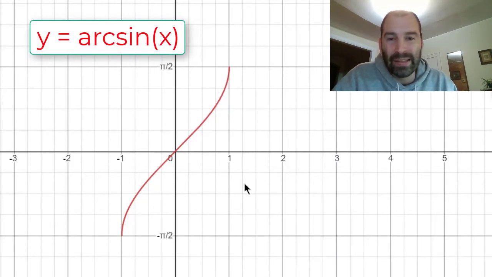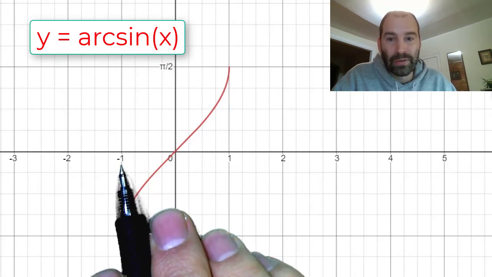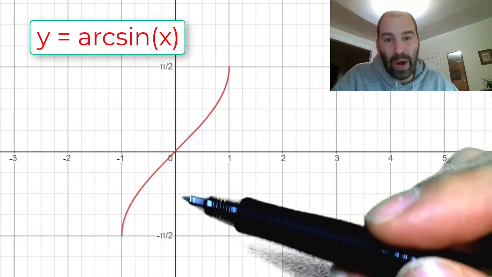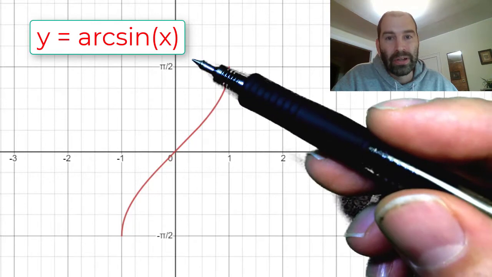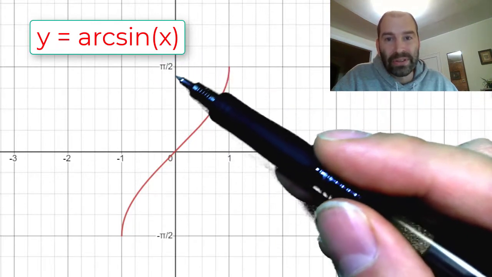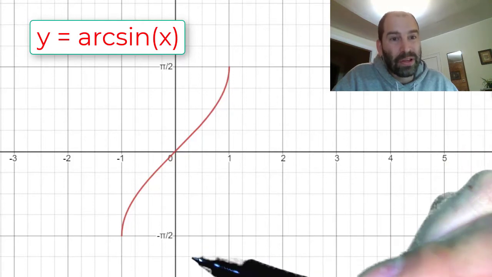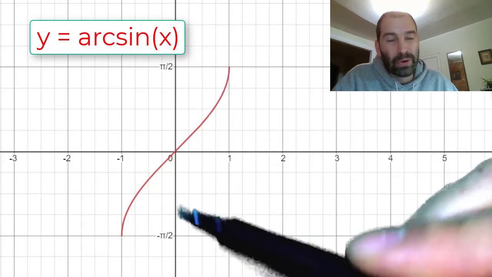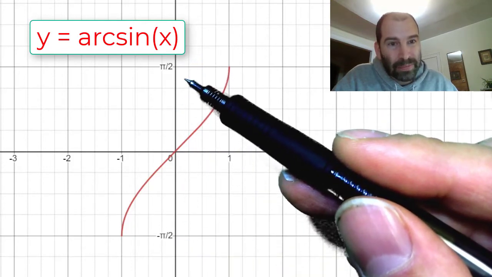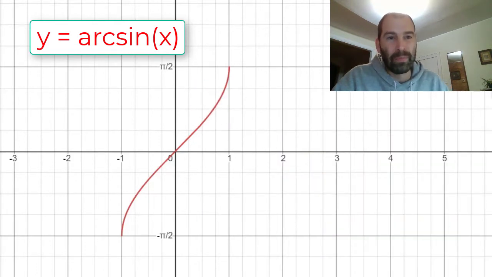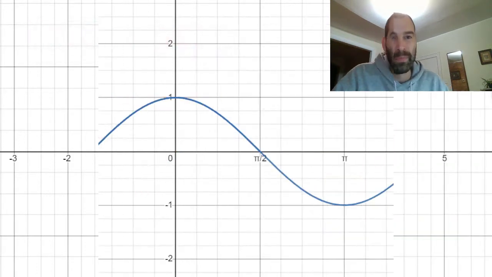What we're looking at is y equals arc sine of x. And a couple things that you should note about it is that its domain goes from negative 1 to 1, and its range goes from negative pi over 2 to pi over 2. And these numbers should be familiar to you from the previous video. These were very important to us when we were using our inverse trig function. And now we see where they come from.